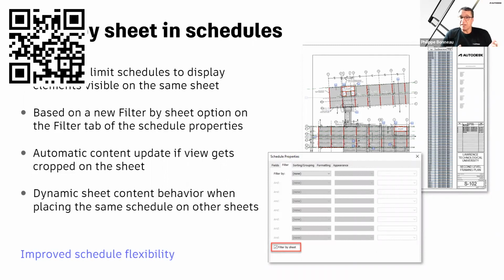And the schedule is still live. So if you crop a view on the sheet, the contents of the schedule will update immediately and automatically. And this sheet filtering behavior is dynamic. So you can place the same schedule on multiple sheets, and each instance of the schedule will display the elements found on its respective sheet. So this enhancement gives users more flexibility in the use of Revit schedules.